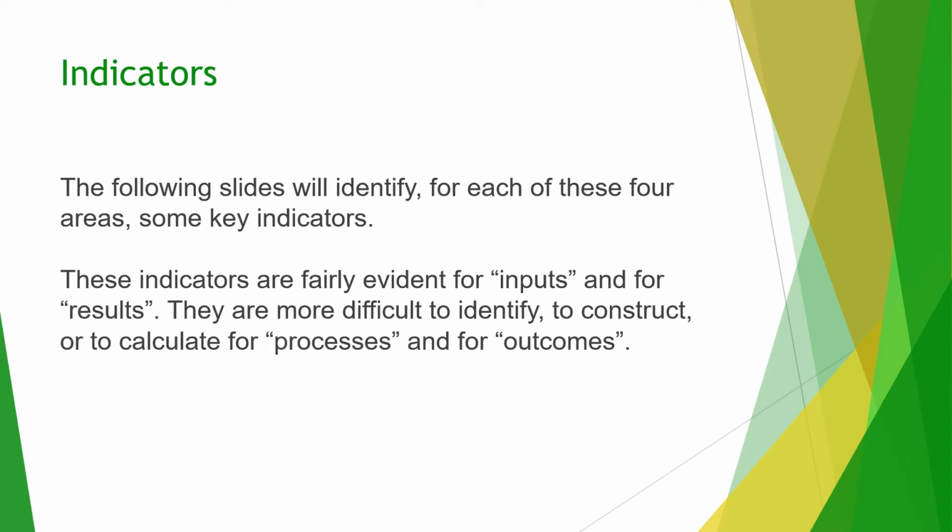As we will see, the indicators are relatively evident for inputs and for results. We will explain why. To a large extent because these are measurable elements. They are quite more difficult to identify in some cases, or to construct, or to calculate for the domains that we have called processes and outcomes. What we will do in the next slides is go systematically over each of these different domains.